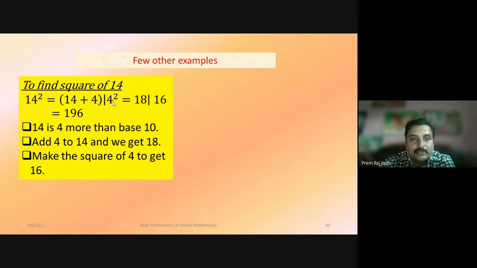also make the square of the number. This is 4 more than the base, so that's why 4 square is 16, and 14 plus 4 is 18, and it will be 16, and by carry, the 1 will go here, and it will be 196. So here I have explained the formula, this expression as well.